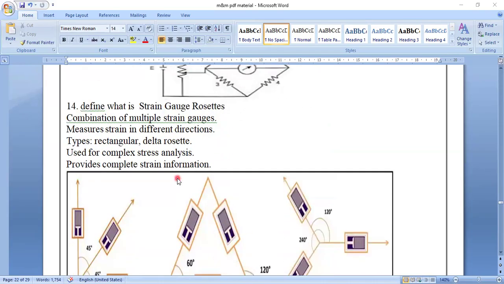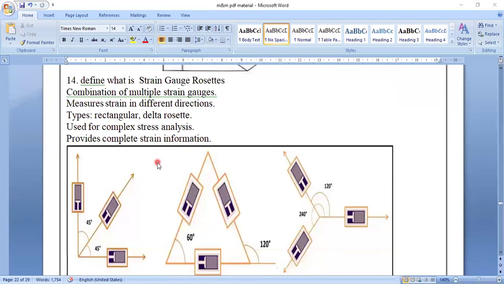So 14th question, define what strain gauge rosettes are. This is nothing but a combination of multiple strain gauges that measure strains in different directions, so any direction can be measured. That is a rosette. Types are rectangular and delta rosettes. They are used for complex stress analysis and provide complete strain information. Here three gauges are aligned at 45 degrees; it is called a rectangular rosette.